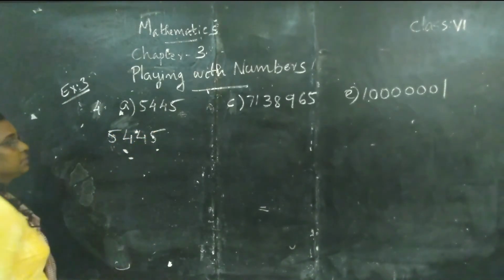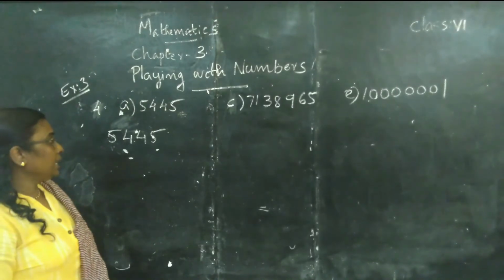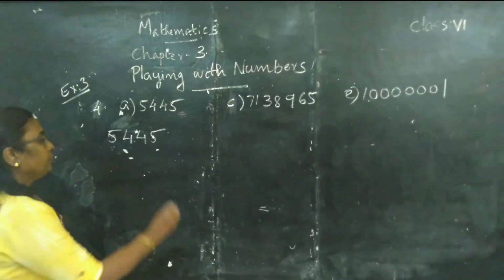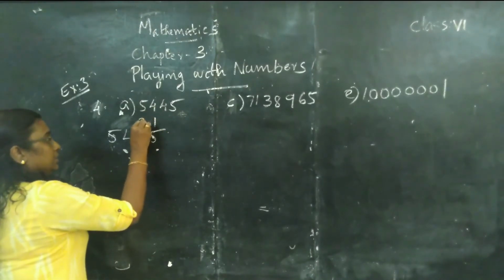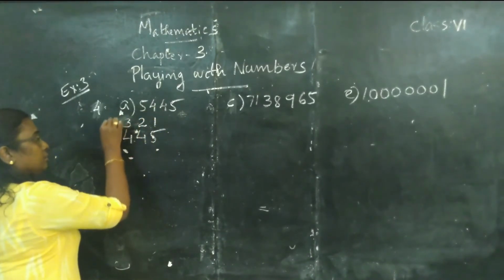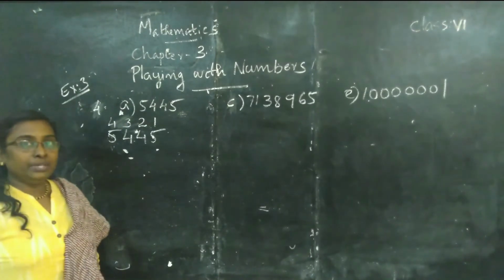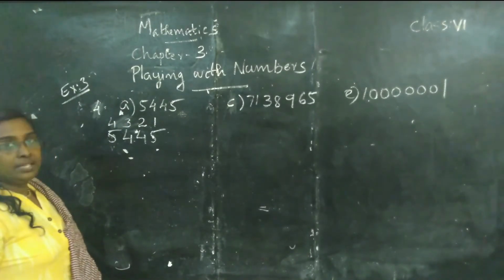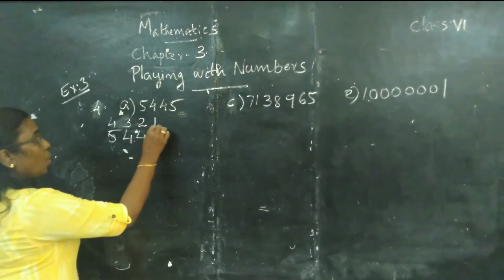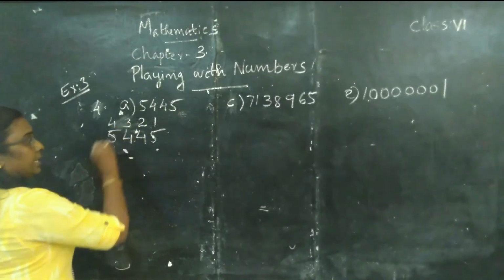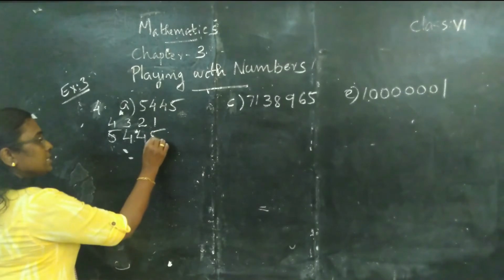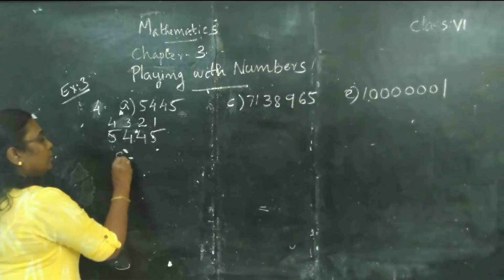5445. Here, 5 is in the first position, then the second position, third, fourth. Isn't it? The odd places are 1 and 3. The digits in the odd places are 5 and 4.